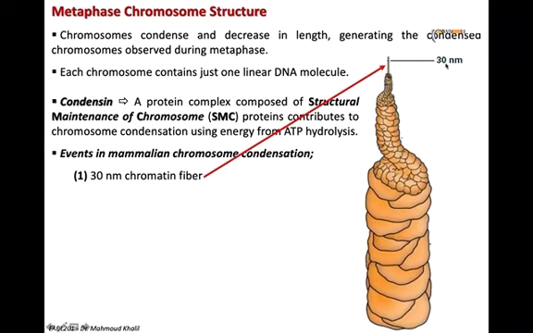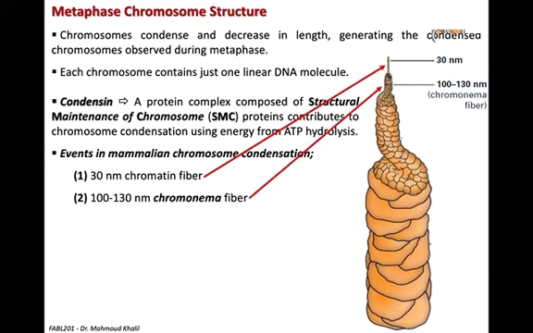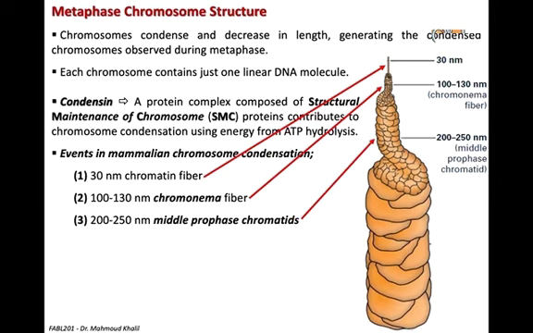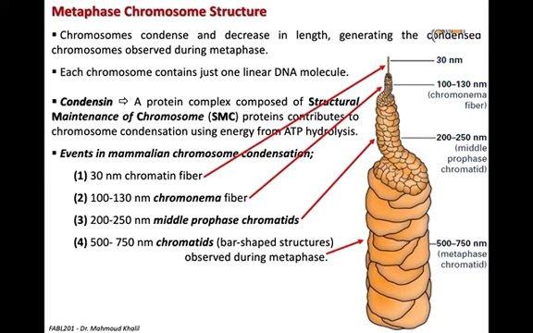So what is the event of mammalian chromosome condensation? Of course, we talked about the 30 nanometer fiber, and if you remember, after the 30 nanometer fiber there is a higher order of condensation. This 30 nanometer fiber is followed by more condensation to form the chromonema fibers, which are around 130 nanometers. Then another level of condensation, called the middle prophase chromatid, is around 250 nanometers in thickness. This is followed by the metaphase chromatid, which reaches 750 nanometers.